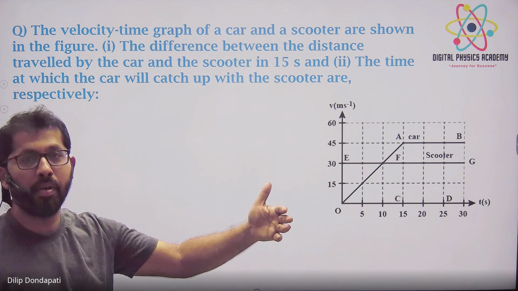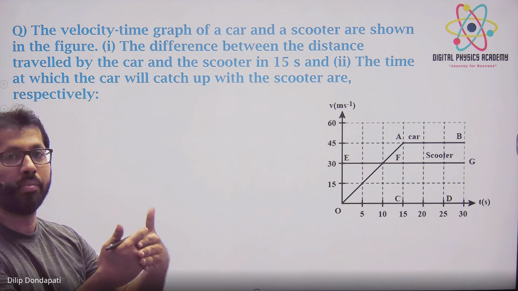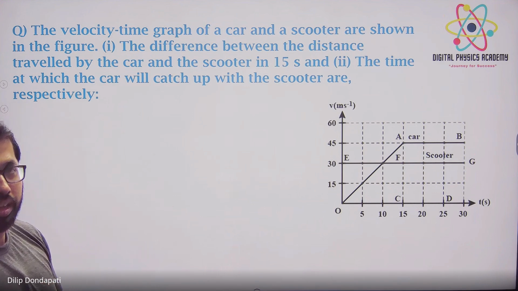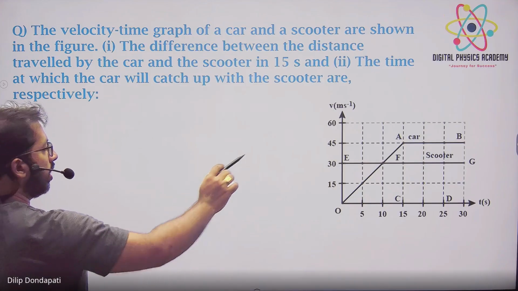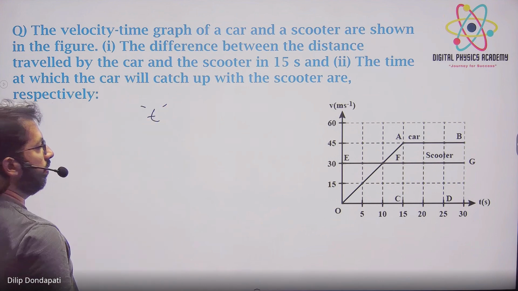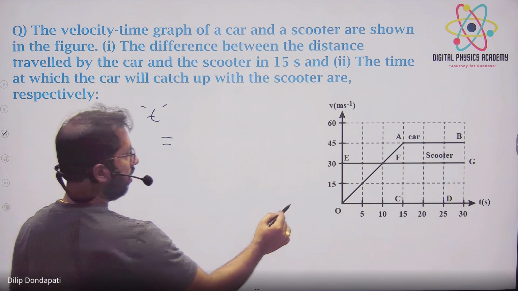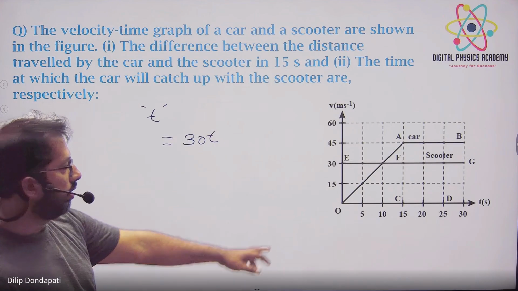Suppose after time t they both come together. Catch up means definitely both have the same distance traveled, right? So equate them and you'll get the time. Suppose after time t the car catches the scooter. Look, what is the scooter's distance? How much distance did the scooter travel in time t? It is 30t, right? Did you understand this 30t?